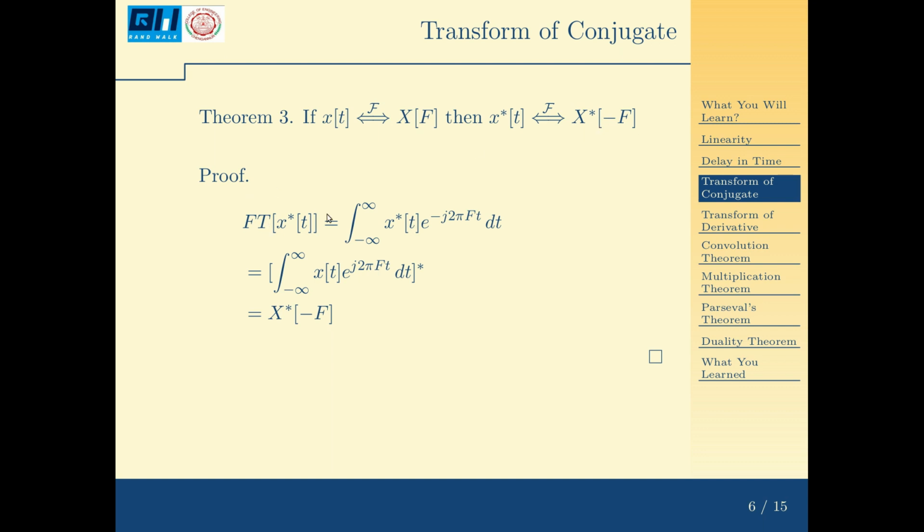The Fourier transform of x conjugate (t) is the integral from minus infinity to infinity of x conjugate (t) e raised to minus j 2 pi ft dt. Now I can take the whole conjugate because e raised to minus j 2 pi ft is a complex number. So I can write this as the conjugate of the integral from minus infinity to infinity of x(t) e raised to j 2 pi ft dt. Now, what is this integral? It is X(f) with f replaced by minus f. Instead of having a minus sign, it will be e raised to minus j 2 pi (minus f) t. So whatever is inside this bracket is X of minus f, and its conjugate is X conjugate (minus f), and that is the proof.